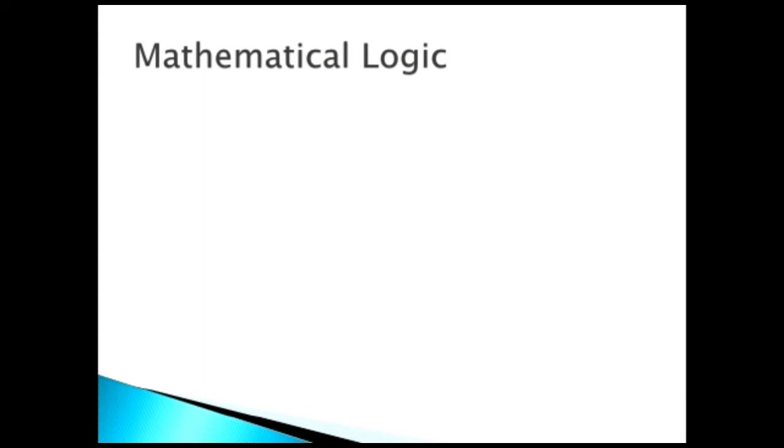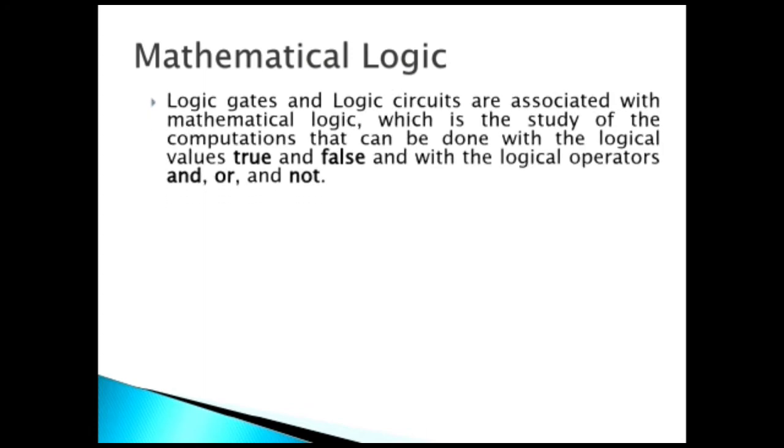A logic number system is a representation in which an ordered set of symbols is used to specify any number. Logic gates and logic circuits are associated with mathematical logic or logic number system. This is a study of computations with logical values such as true or false and some logical operators such as and, or and not.